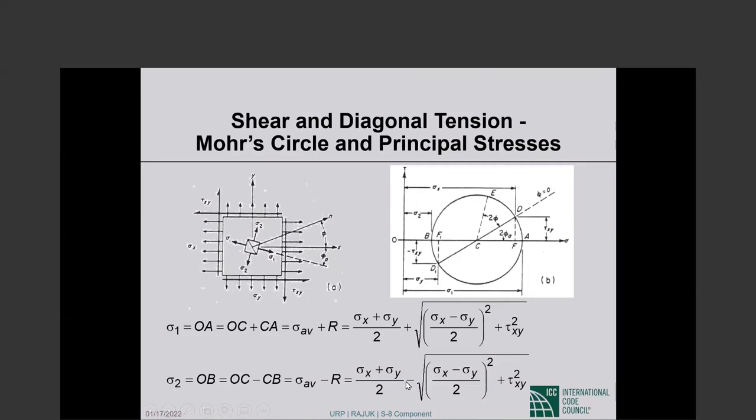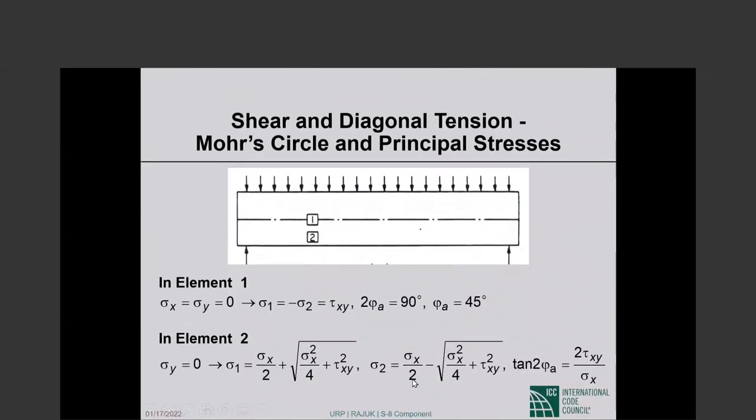This is plus tau xy, this is minus tau xy. And that's what we have written here. Sigma 1 is negative sigma 2 is equal to tau xy. And if you want the inclination of that, 2 phi A comes out to 90 degrees and phi A comes out to 45 degrees. On element 2, which is at the bottom, sigma y is 0. At the bottom there is no normal stress acting down. So sigma 1 comes out to this, sigma 2 comes out to this, and the angle comes out to this. So this is the difference between element 1 and element 2.